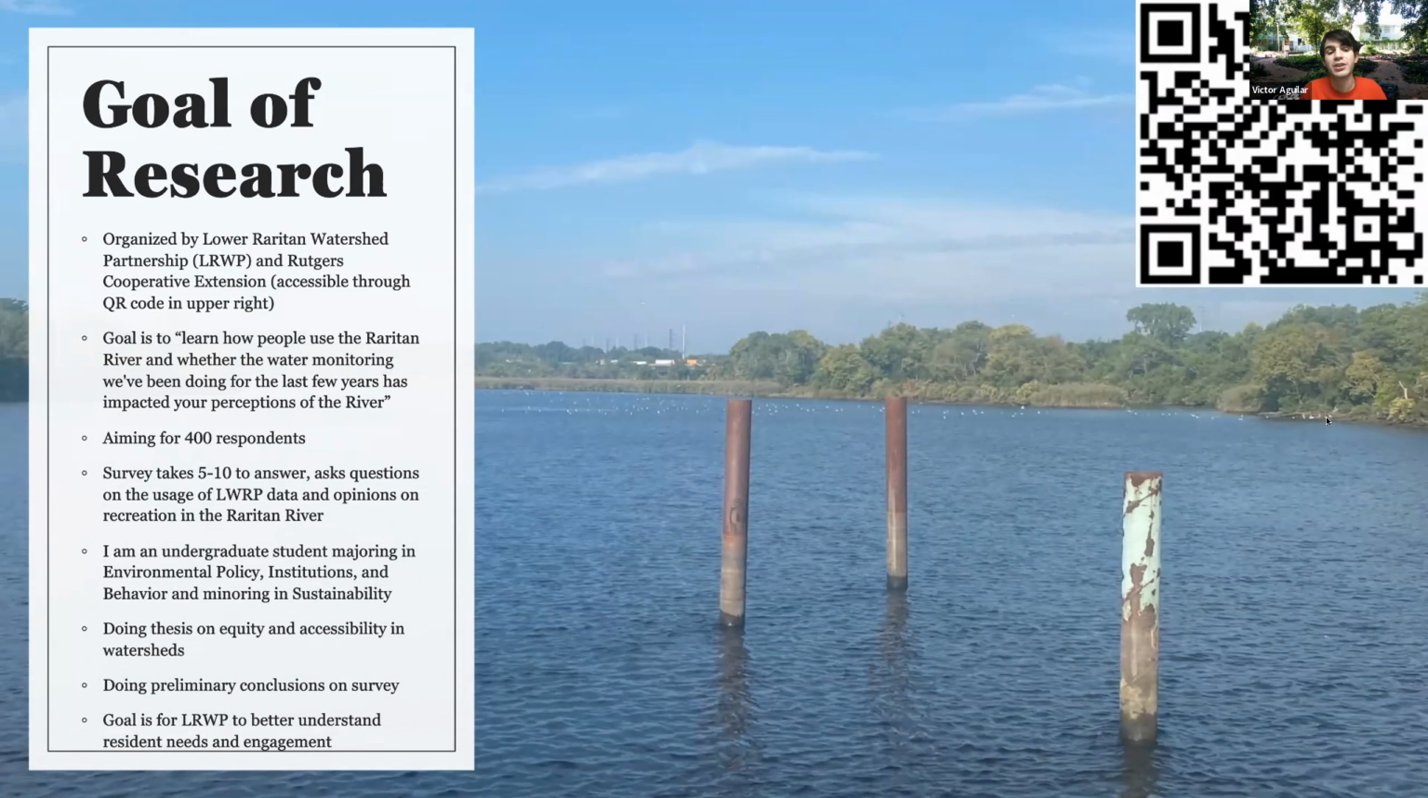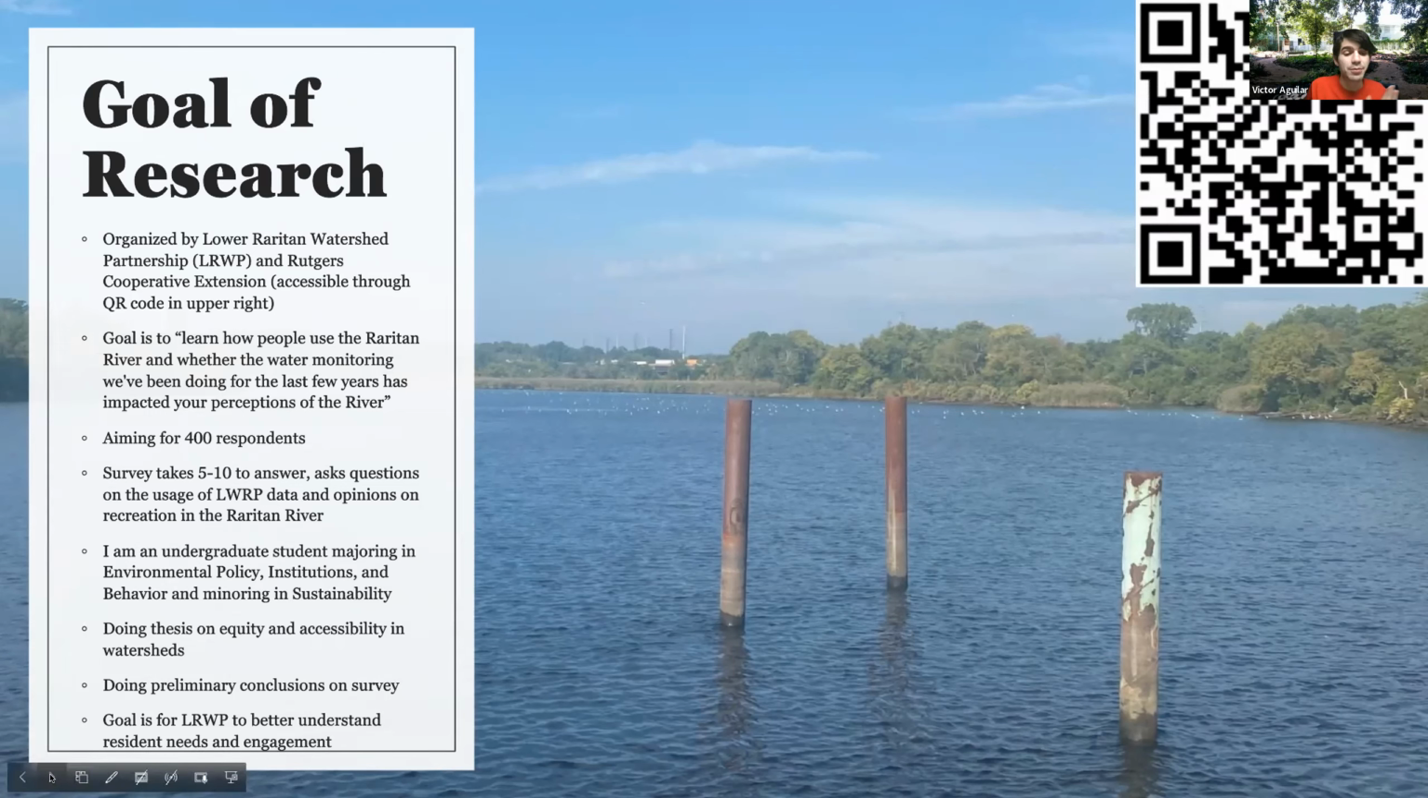Some of the questions were actually brought up in the previous polls, if any of you have used the results of the water quality monitoring that the Lower Raritan Watershed performs, and there are questions related to what activities you do on the watershed, what you think their safety is, and how aware you are of the health of the river, followed by some demographic questions. So this survey, as of right now, is aiming for 400 respondents. Right now, we have approximately 150 responses. The survey takes 5 to 10 minutes to answer, and like I said, it asks questions on your usage of the data and your opinions on recreation.